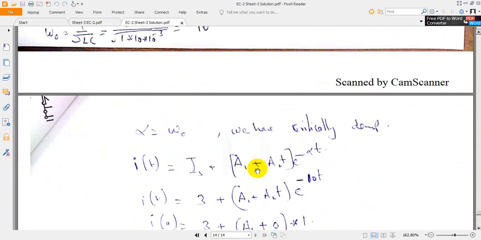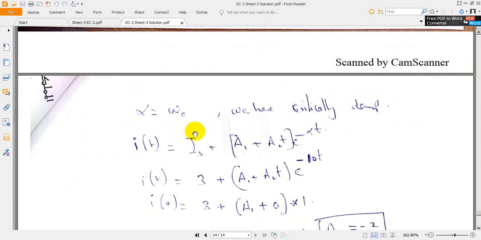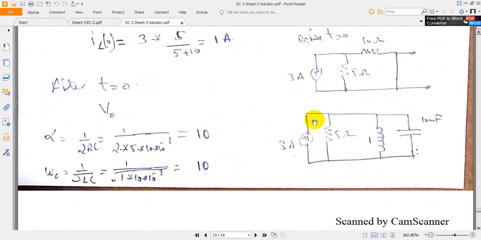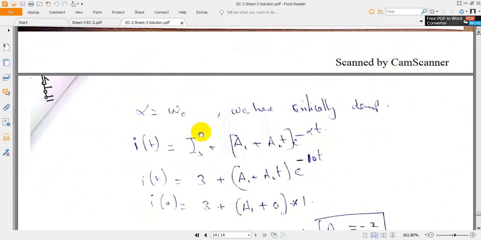When the system is critically damped, this forms your response. As it is a forced response, we are calculating IS. Why? Because we know IS is given here. IS is given, hence we are taking the value in IS. If voltage is given, we will be taking V of t. As IS is given, the response I of t will be equal to IS plus A1 plus A2 t e power minus alpha t.